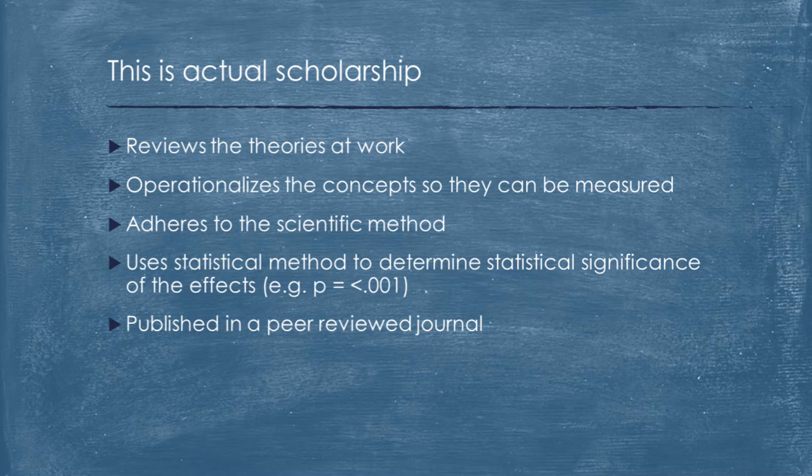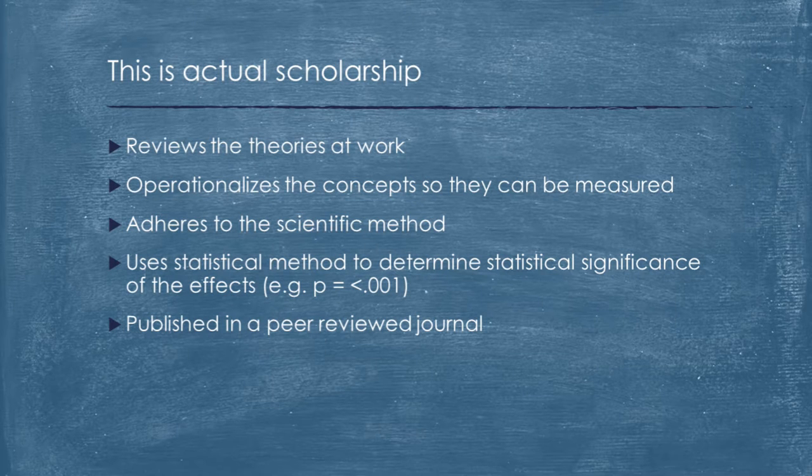In the case of what Mr. Tzortzis is offering, he's offering a review. And unlike in philosophy or in theology, one person's opinion is not enough when it comes to the sciences, because science isn't about citing authorities, it's about triangulating results. What would we find in a research article, or an empirical piece of research? We would find that it reviews the relevant theories, it operationalizes concepts in a way that could be tested, it adheres to the scientific method and presents null and alternative hypotheses, it uses statistical methods to determine the statistical significance of the effects that it observes, and it's published in a peer-reviewed journal.